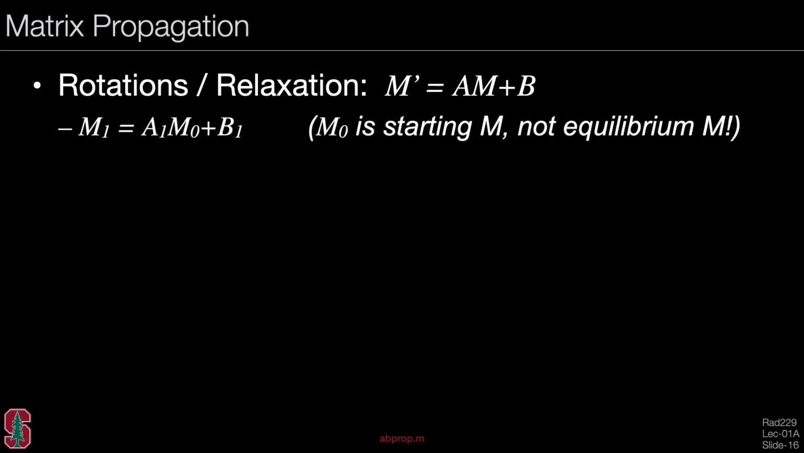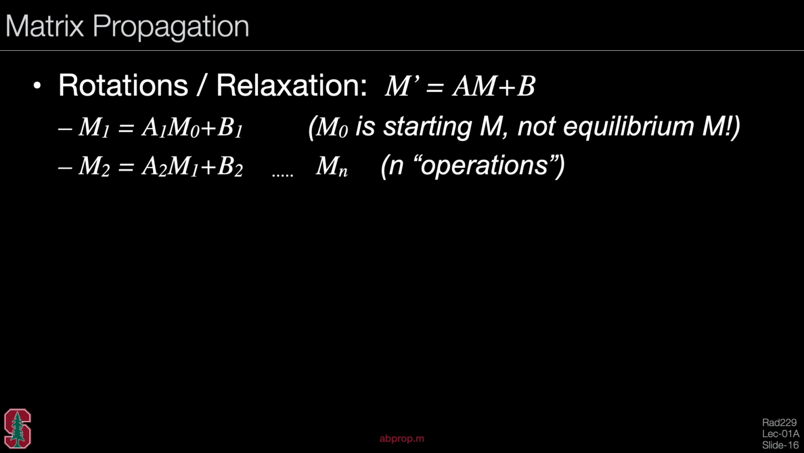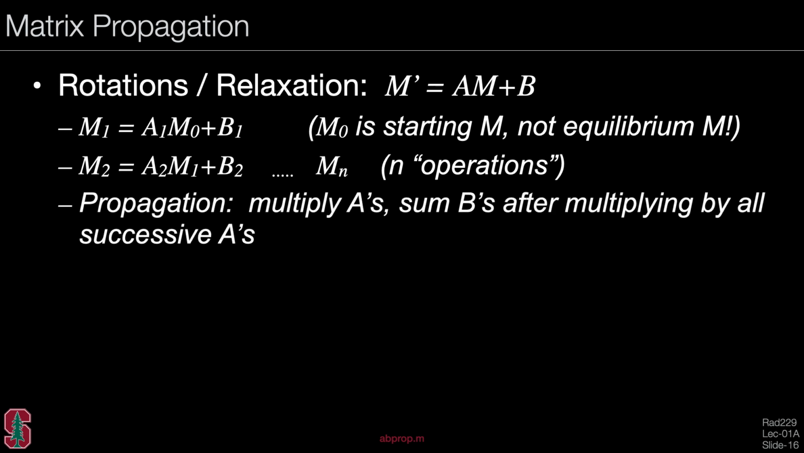So if we assume that M0 here is the starting magnetization, not the equilibrium magnetization, we can write through one step that M1 is A1 times M0 plus B1. We can next propagate through a next step that M2 is A2 times M1 plus B2. Now we can propagate through as many steps as we like simply by multiplying the A matrices and summing the B vectors after multiplying by all successive A matrices.